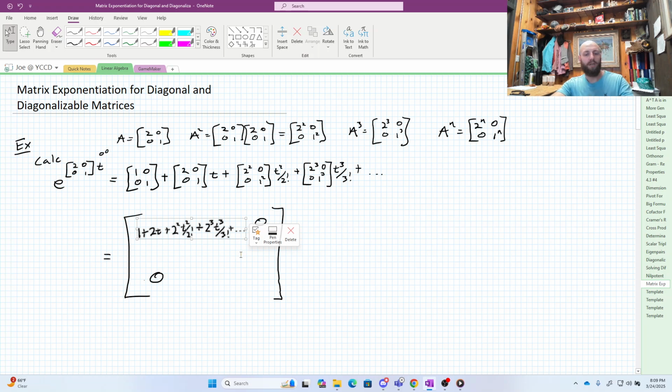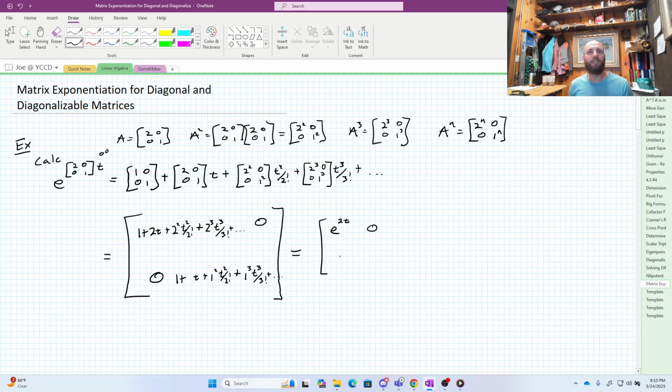Thankfully, we're working on a computer and we can just copy and paste. Oops, I lied, I can't just copy and paste that. These need to be 1's. Okay. The nice thing is I can notice that this stuff here is exactly what I would get out of the power series of e. So that's e to the 2t there. I've got a 0, I've got a 0. And down here I have an e to the t.